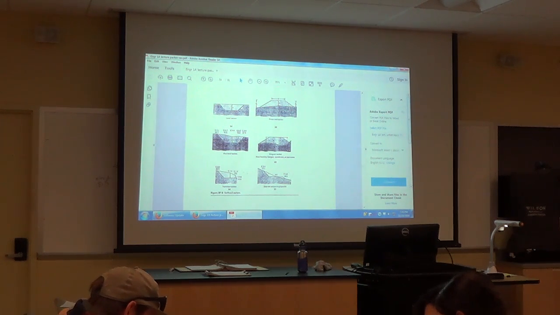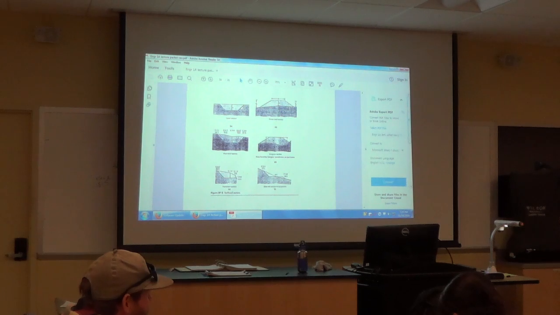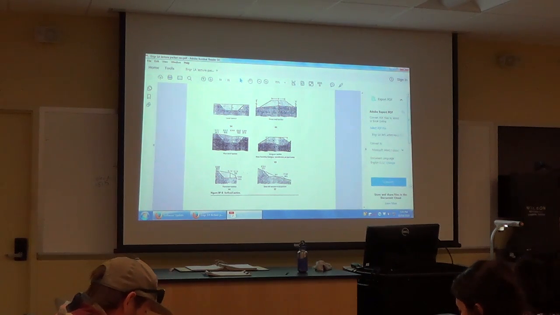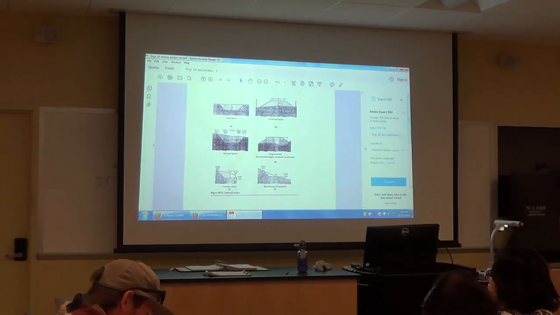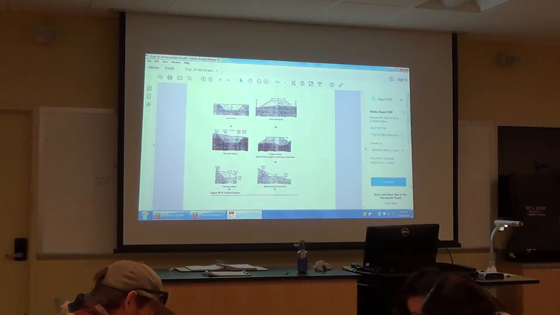Let's see, so basically, the first thing I do is I find where the road bed is. It's the flat thing. That's the road bed. And then go from there.